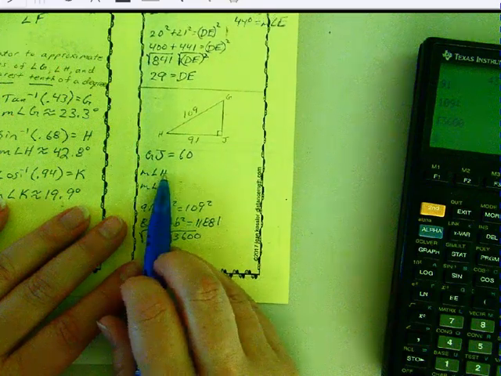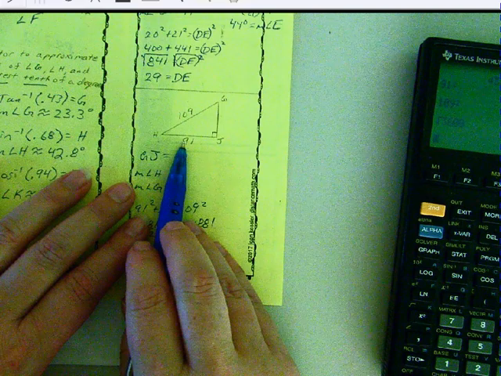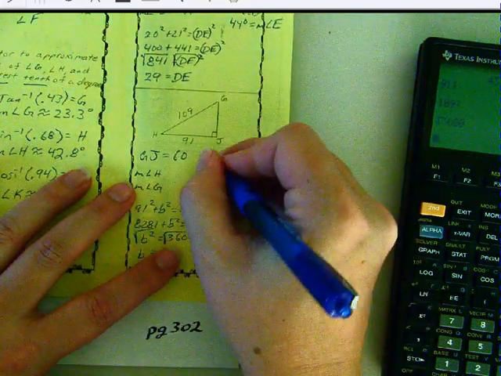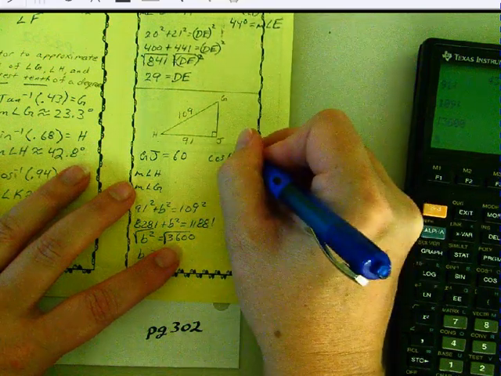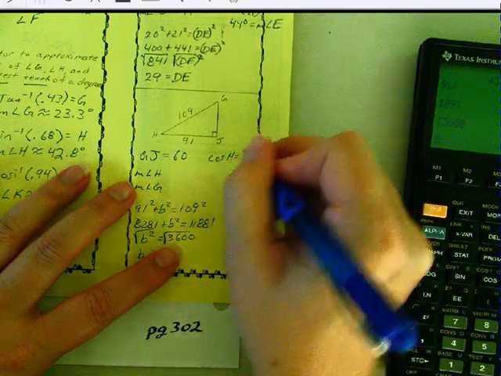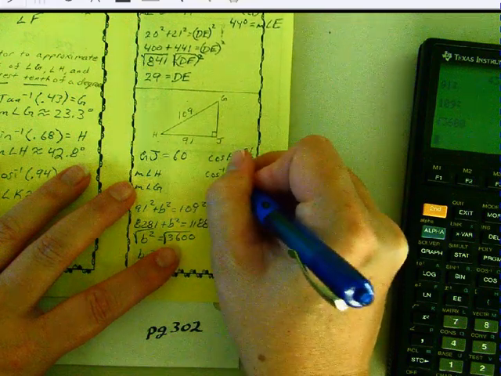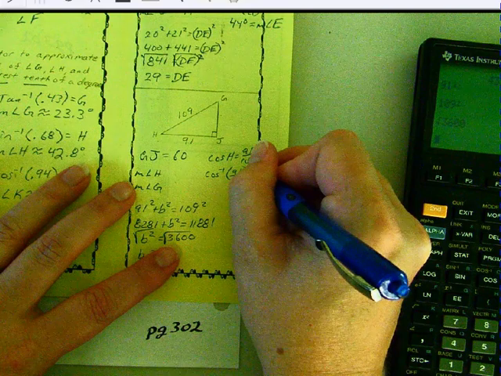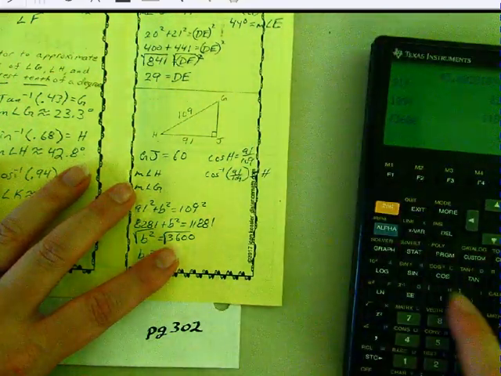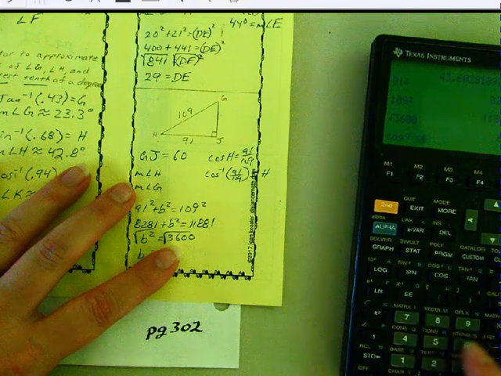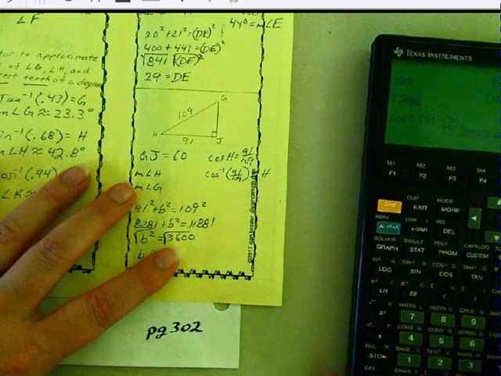Now for H and G, for H, since I have the adjacent and the hypotenuse, I'm going to use cosine. Cosine of H equals 91 over 109, so then I can say cosine to the negative 1 of 91 over 109 is going to equal H. So typing that into my calculator, making sure we use parentheses, I'm getting approximately 33.